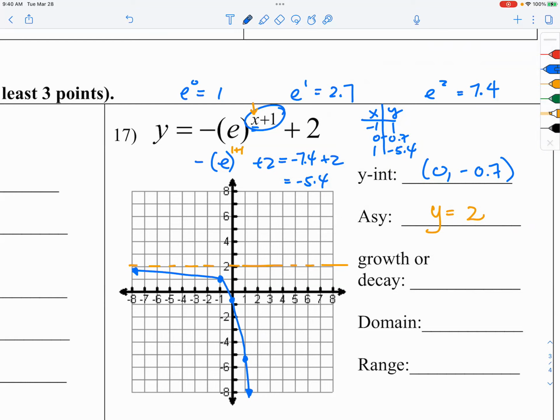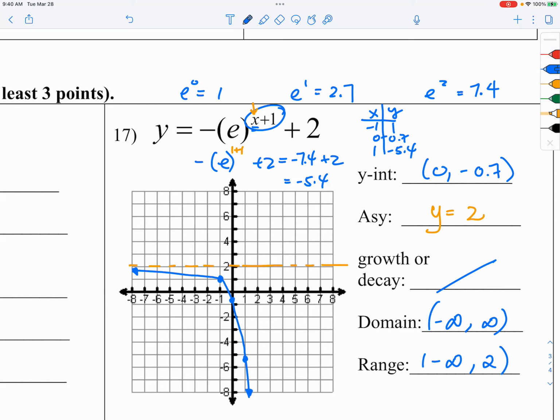Now, I'm gonna say it's neither growth or decay, or technically it'll be a negative growth. But I'm just gonna say, don't worry about this. Okay. The domain would be all real numbers as usual. The range in this case would be negative infinity all the way to 2.